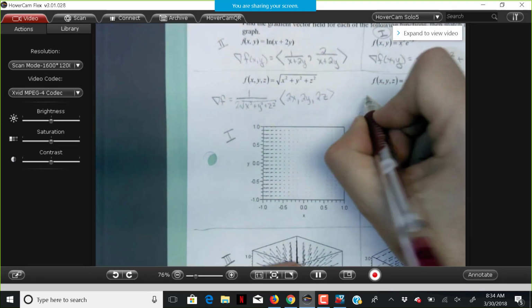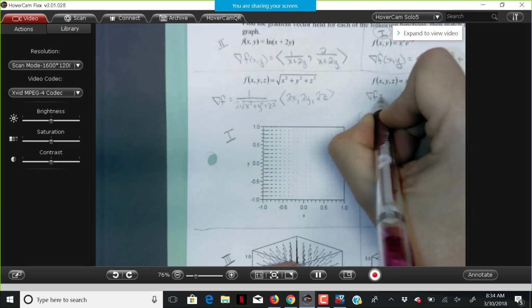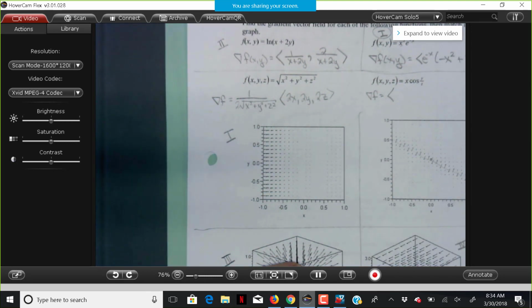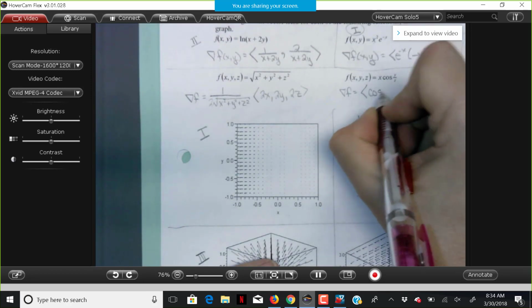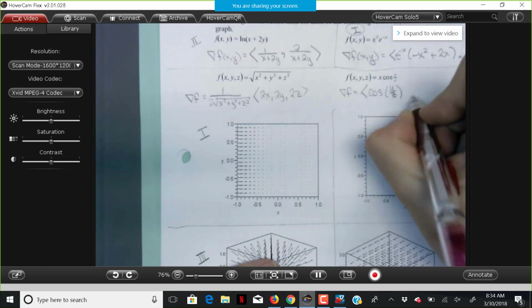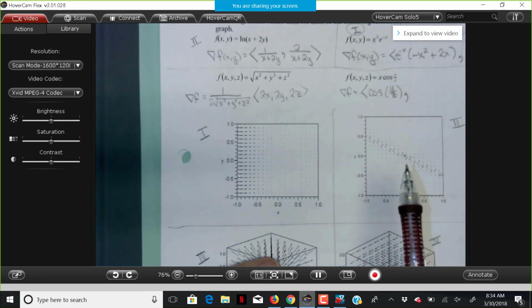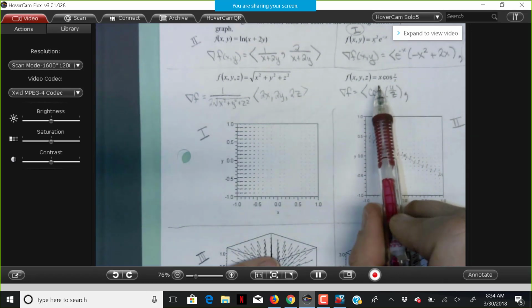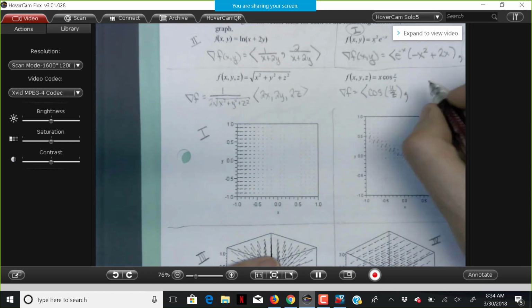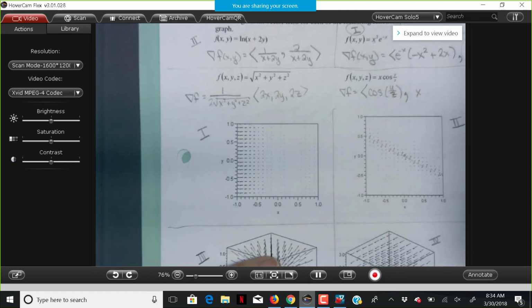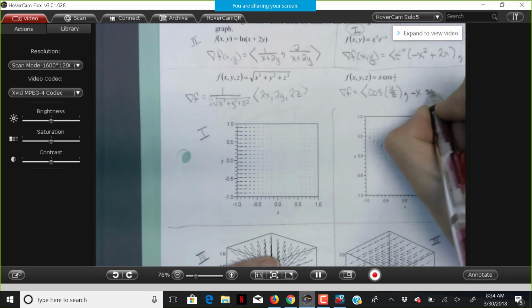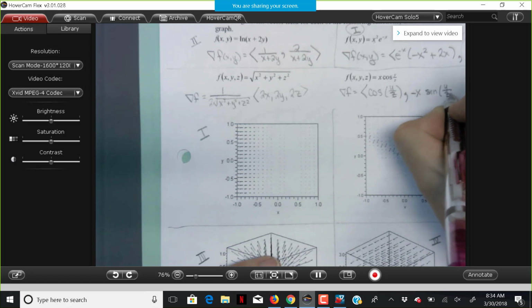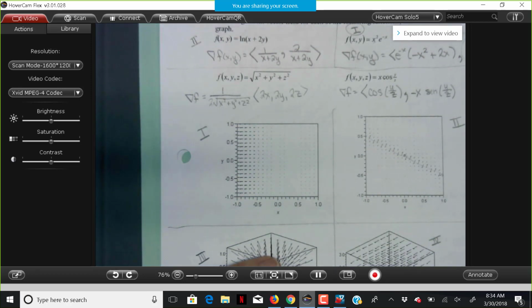Okay, let's look at the second one. What's the first component of the gradient? Cosine y over z. And then the second component, so x is a constant that stays out in front. The derivative of cosine is negative sine. What else would I need? 1 over z, so I'm just going to call it negative x over z.